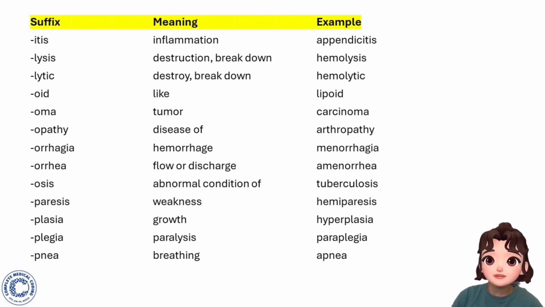Paresis means weakness, like hemiparesis. Plasia means growth, like hyperplasia. Plegia means paralysis, like paraplegia. Pnea means breathing, something related to breathing, like sleep apnea. Anything ending with pnea means it's related to breathing.